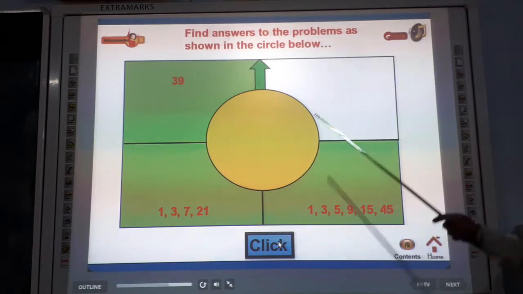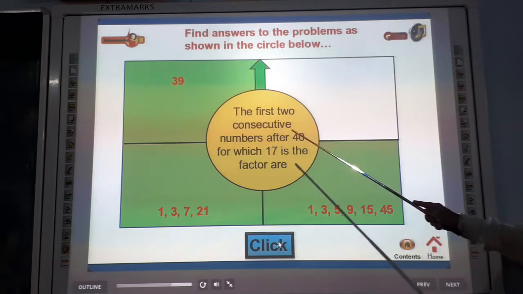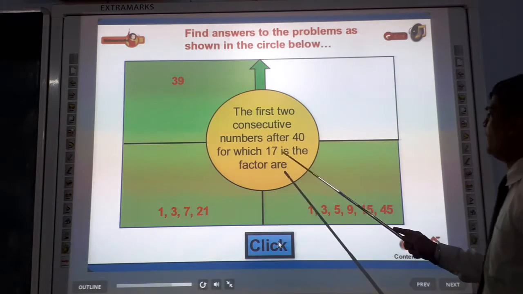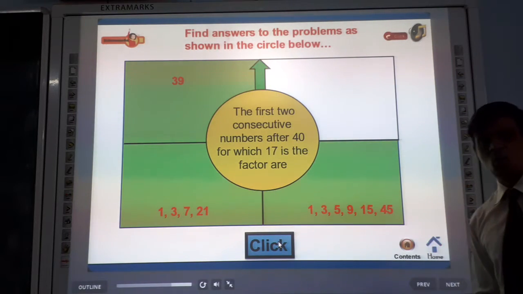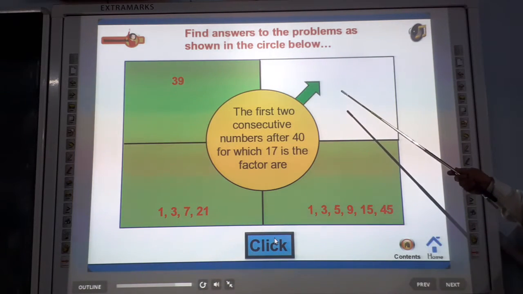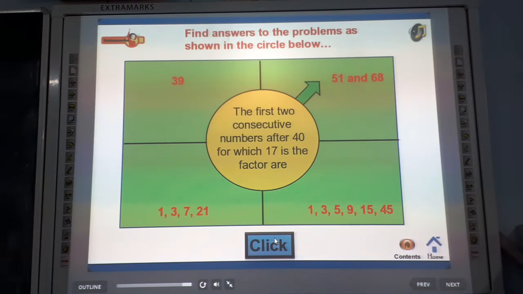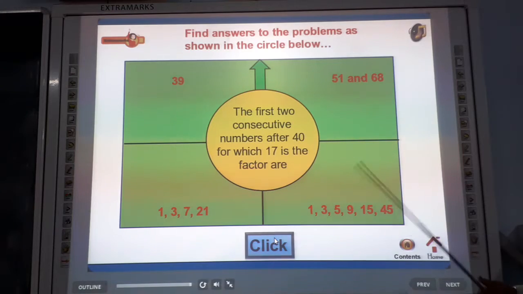Okay, student, look at this. The first two consecutive numbers after 44 which have 17 as a factor are 51 and 68.